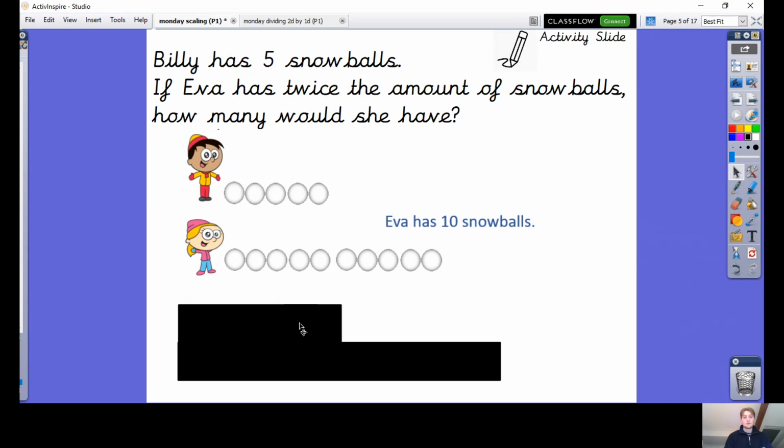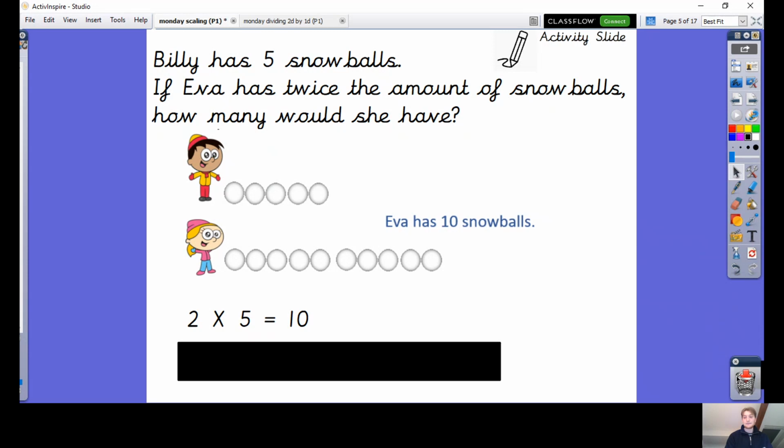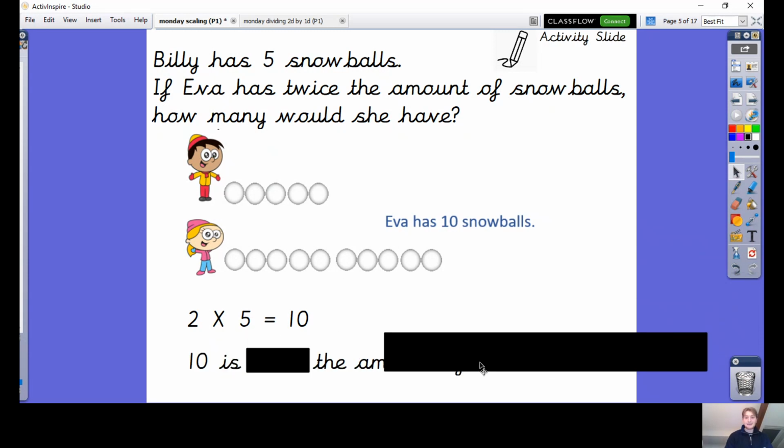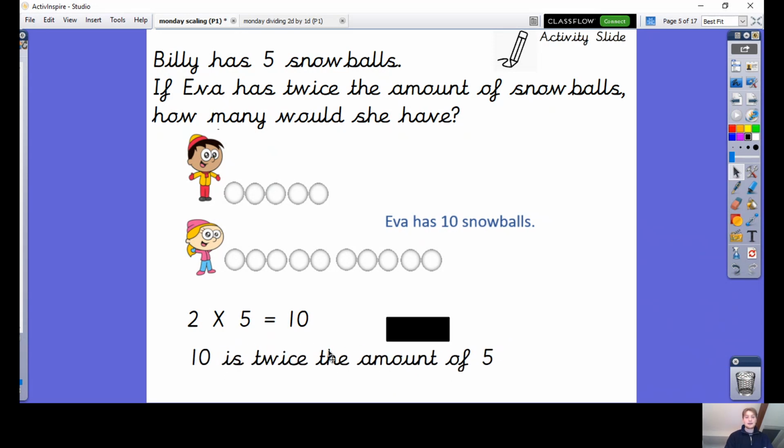We could draw this in different ways, remember? 2 times 5, which is the same as twice the amount of 5, is again 10. Can you see we get the same answer? And again, 10 is twice the amount of 5. Okay, 5 groups shown twice.